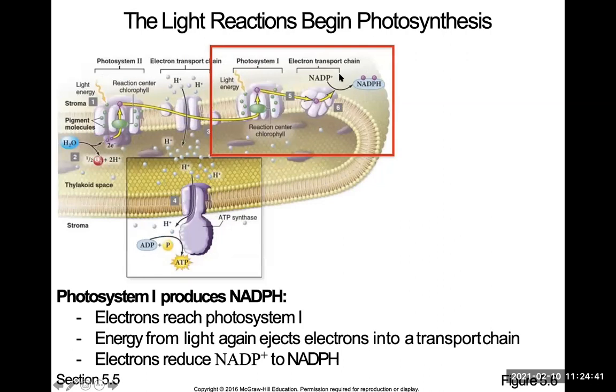So photosystem 1 is producing NADPH. Energy from light again ejects the electron into the transport chain. Electrons get reduced to NADPH. So gain of electrons is reduction. Loss of electrons is oxidation.